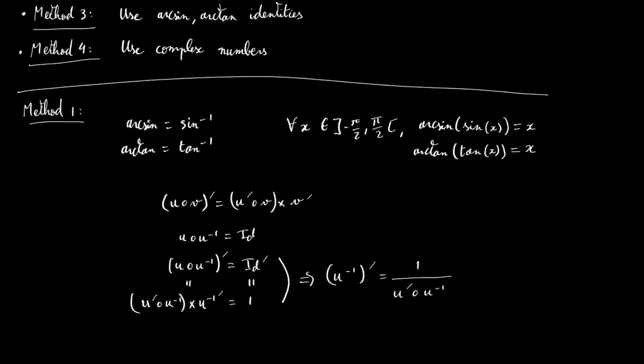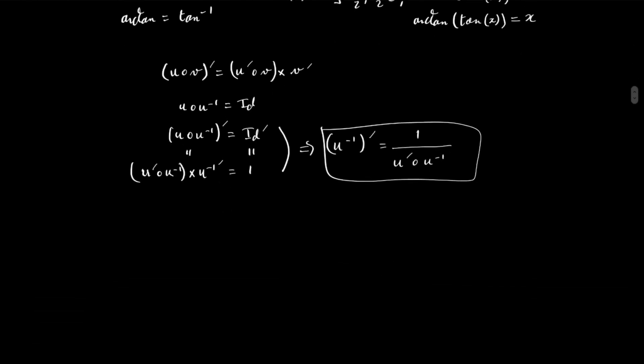If we apply this formula to arcsine and arctan, we have arcsine prime equal to 1 over sin prime round arcsine. The derivative of sine is cosine, so this is equal to 1 over cosine of arcsine. And we know that arcsine can only take values between minus pi over 2 and pi over 2, so the cosine will always be positive.